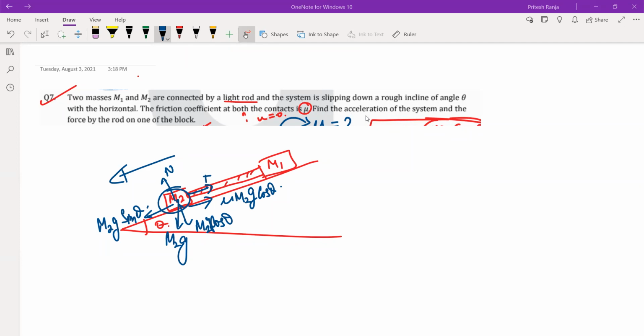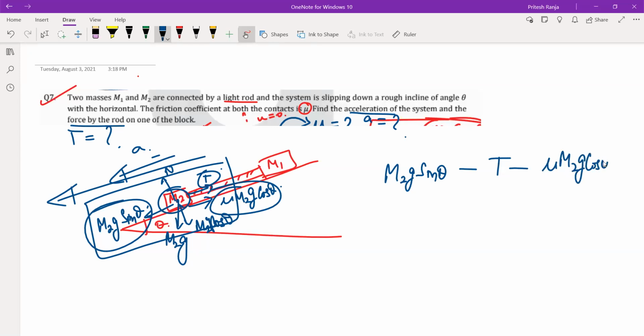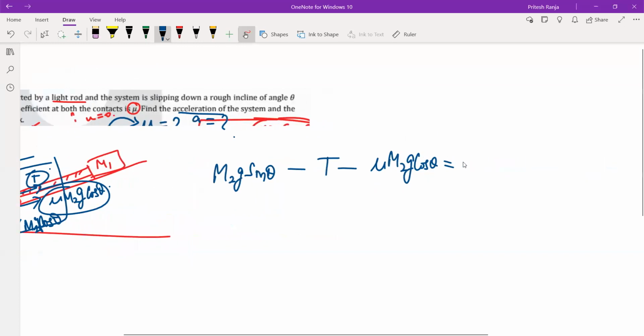So you have to find the acceleration of the system. Let's say it is A, and the force by the rod, that means tension. So observe this block. It is accelerating downwards, so net force is in this direction. So M2g sin theta minus this tension minus this friction, that is mu M2g cos theta, is equal to mass into acceleration, M2 into A.